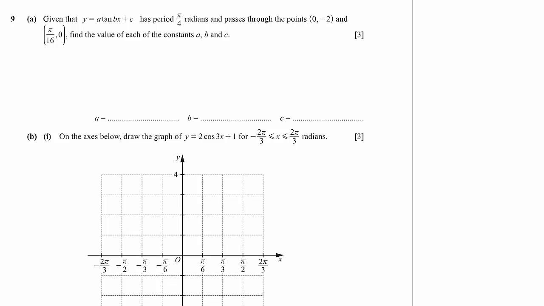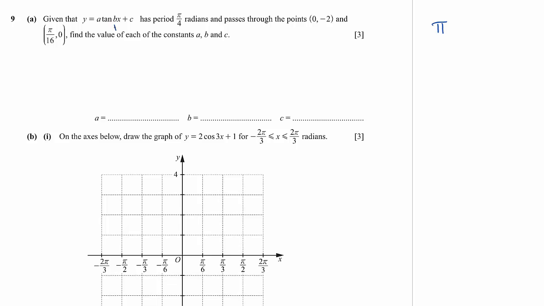Given that y equals a tan bx plus c has a period of pi by 4 radians, and it passes through the points (0, -2) and (pi by 16, 0), find the value of each of the constants a, b, and c. Well, the standard tangent has a period of pi.